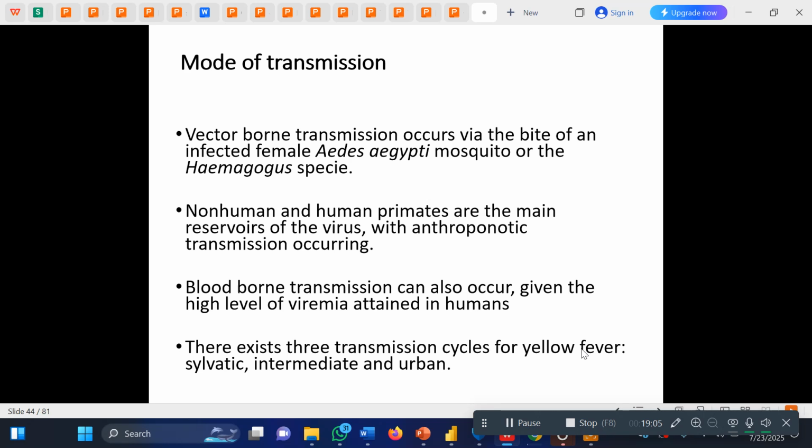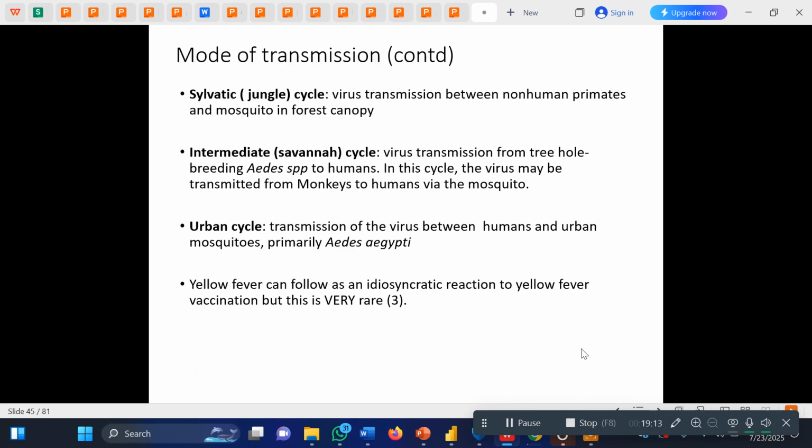There exist three transmission cycles for yellow fever, named the Sylvatic, Intermediate, and Urban. The Sylvatic cycle, also known as the jungle cycle, is virus transmission between non-human primates and mosquitoes in the forest canopy.